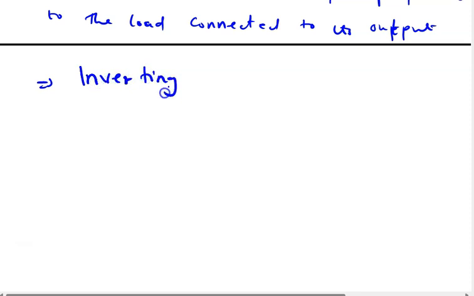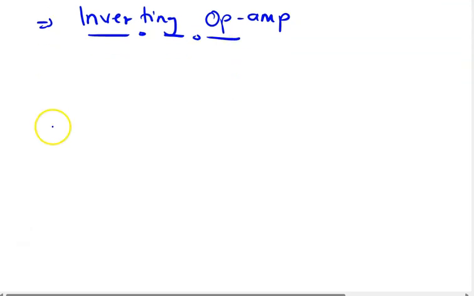So the first type of op amp that I'm going to talk about is the inverting op amp. With the inverting op amp, the diagram looks something like this. I have minus here and plus. The plus can come down and the minus can go up. Any of them can hold, right? The minus can also come down and the plus can go up.